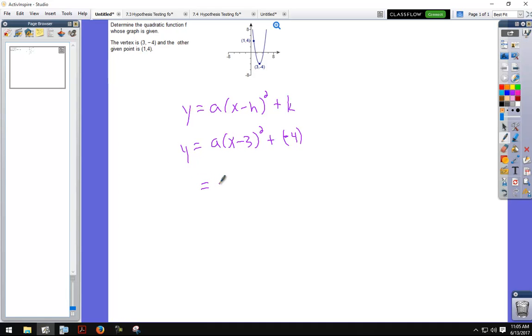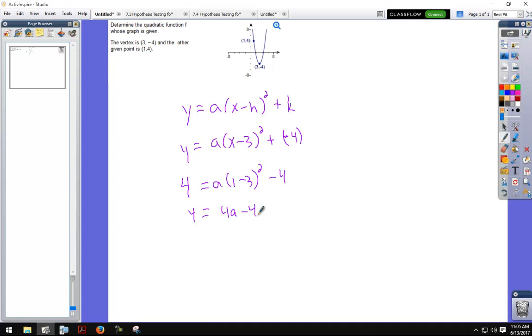So I'm going to plug x is 1 into my equation, and then plug in a y of 4. And that will allow me then to find the a value. The only thing I have left in this equation is a. So 1 minus 3 is negative 2. I get negative 2 squared, which is positive 4. So I get 4a minus 4 equals 4.